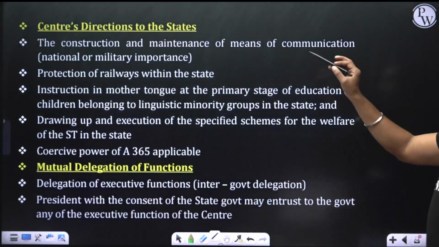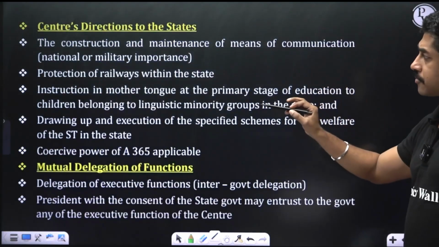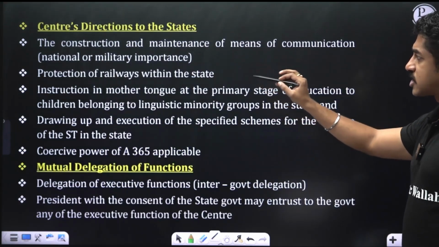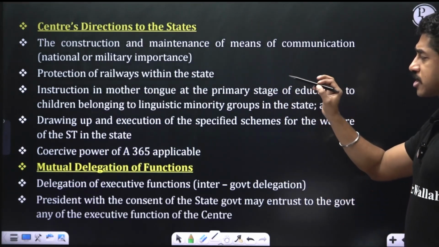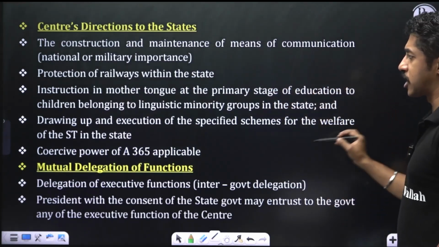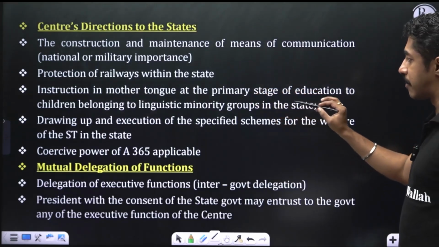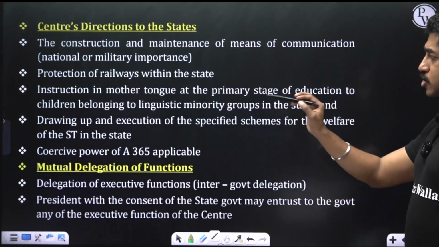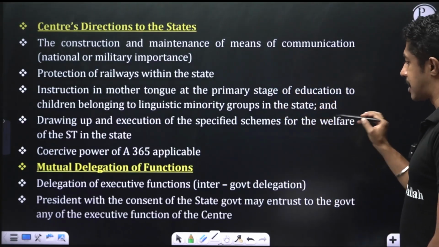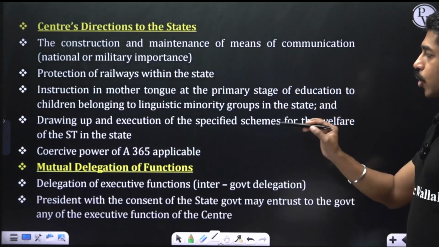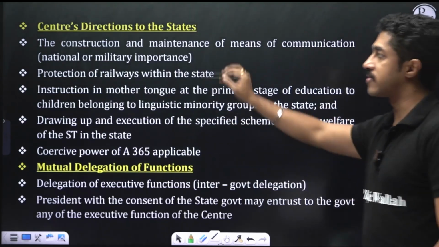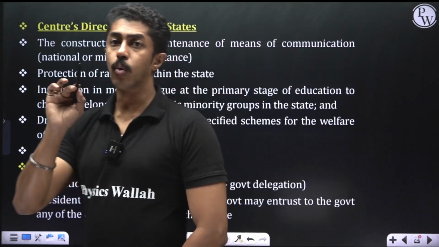Center's direction to the states. The construction and maintenance of means of communication. Protection of railways within the state. Instruction in mother tongue at the primary stage of education to children belonging to linguistic minority groups in the state. Drawing up and execution of the specified schemes for the welfare of ST in the state. Coercive power of Article 365 is applicable everywhere. What does it mean?